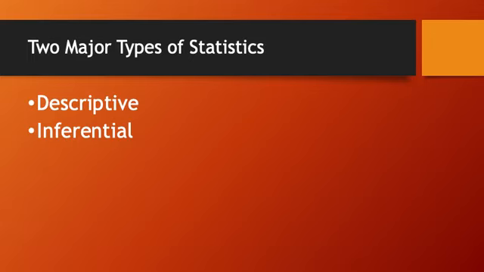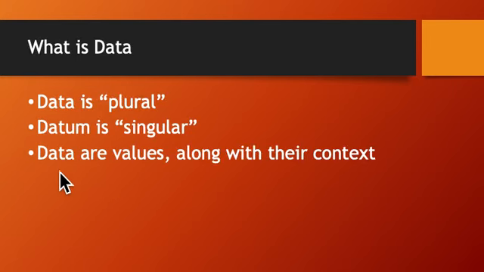And so the first part of the course is describing data and understanding it, and then inferential statistics. We're going to try to find and learn about statistics that will help us make decisions. In order to do that, we have to start with understanding what data is.